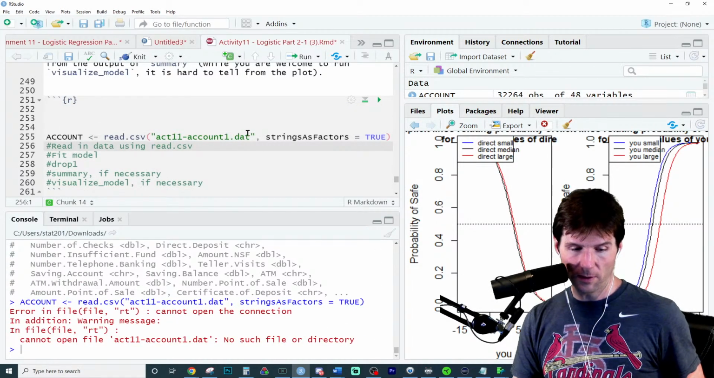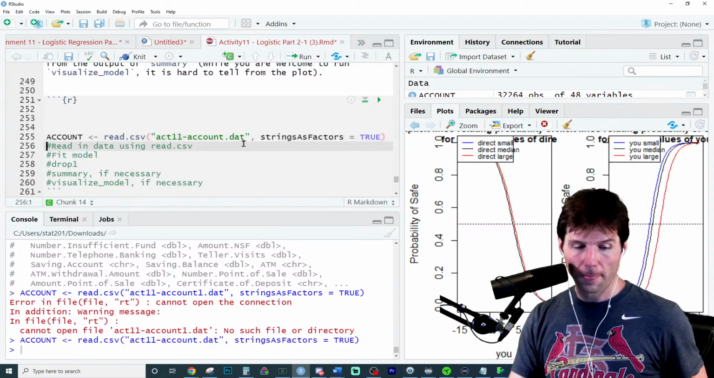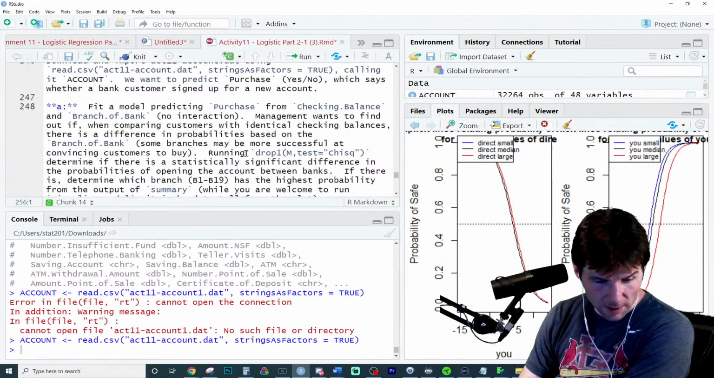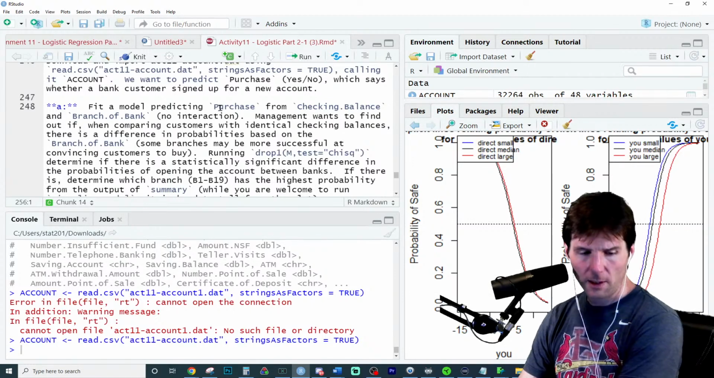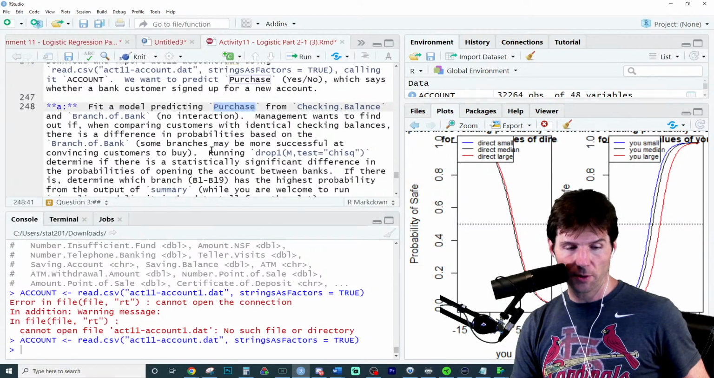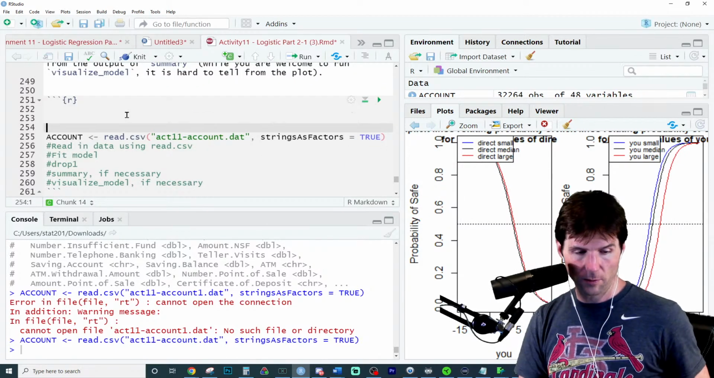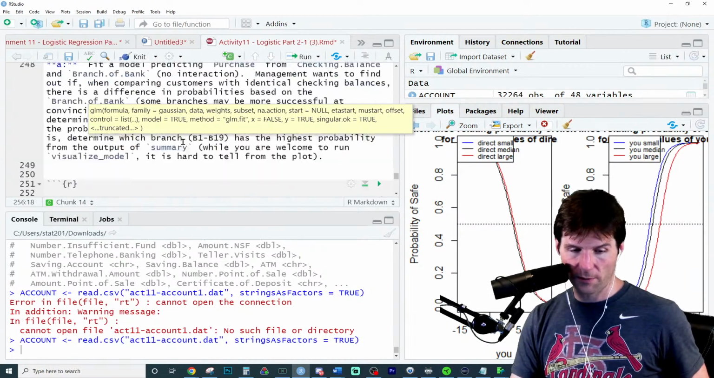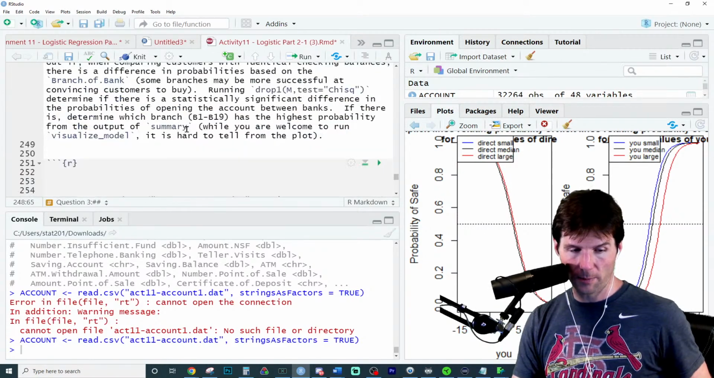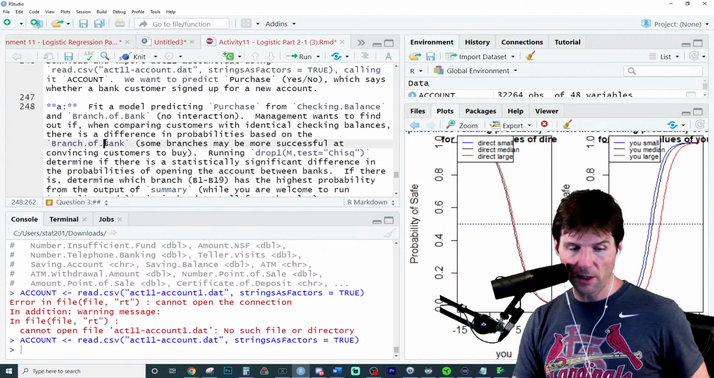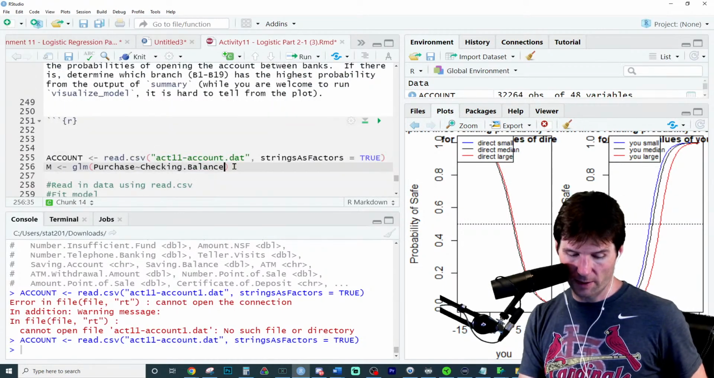Okay, so we need to fit, oh no, got the wrong file name. That's a dat file, .dat file. We are predicting, okay, fit a model predicting if someone purchases from these variables. So don't put them out of order. Save into m, GLM, purchase from checking balance and branch bank. No interaction. When we say no interaction, you're just going to add the variables right here.